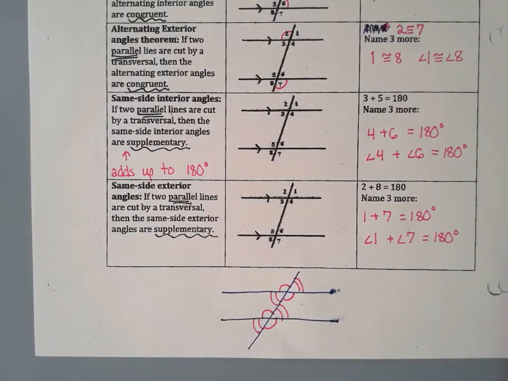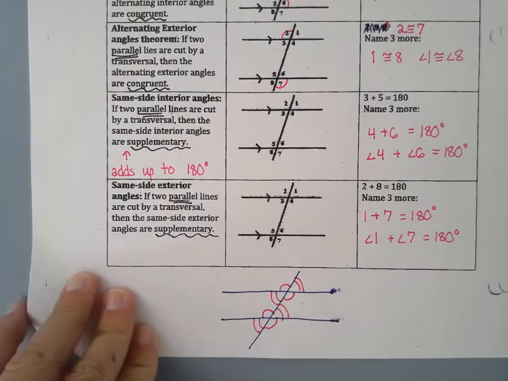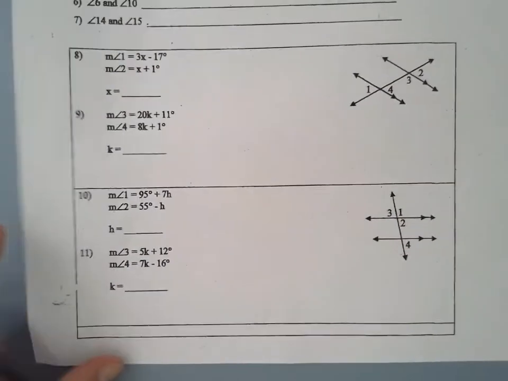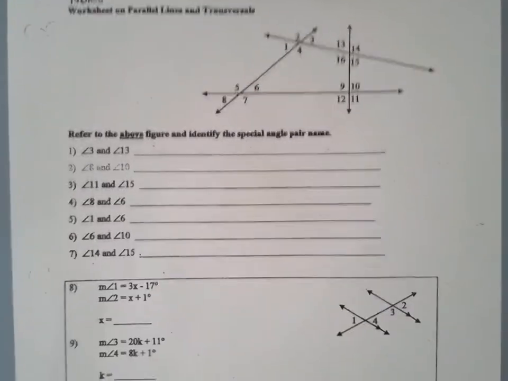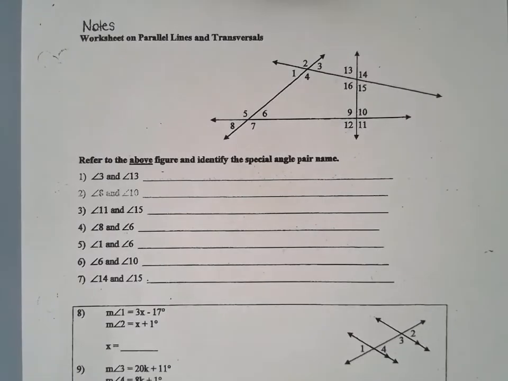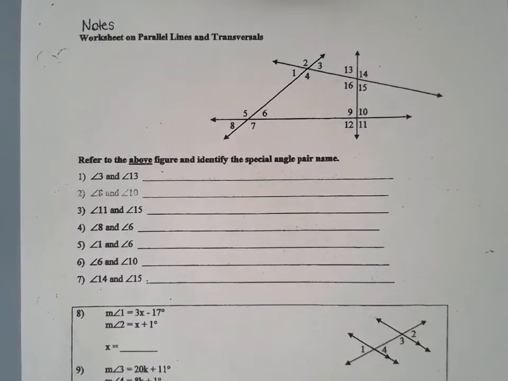Now that we've introduced all these rules, we're going to move on to our next page, and we're going to be identifying how these angles are related, as well as stating how much they are worth, or how big those angles are. This top section here is all about identifying these special angle pairs. So we're going to assume that these two lines are parallel.